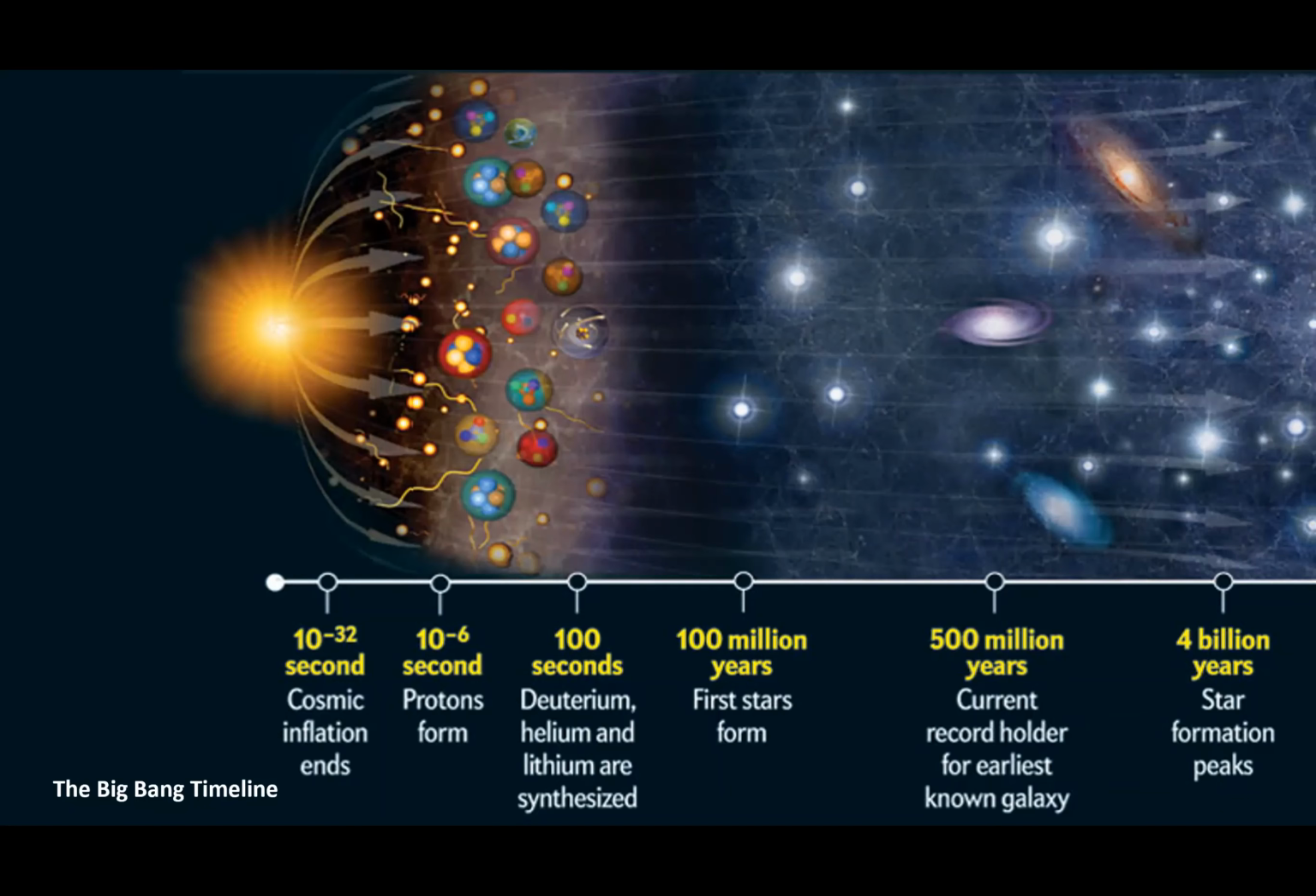And 4 billion years after, there's the peak of star formations. So the universe as we know today, it all happens in 4 billion years. But all the elements and the organization between matter, time, and space happened very fast.